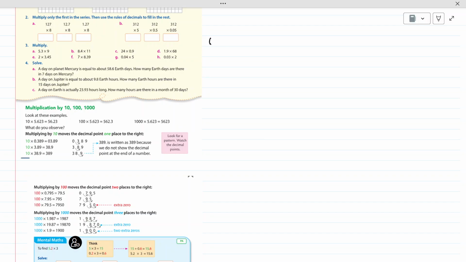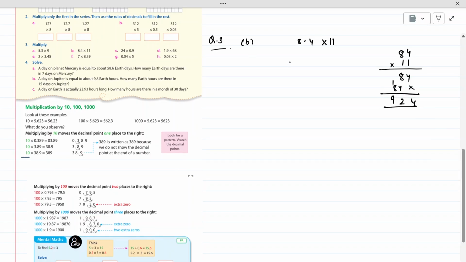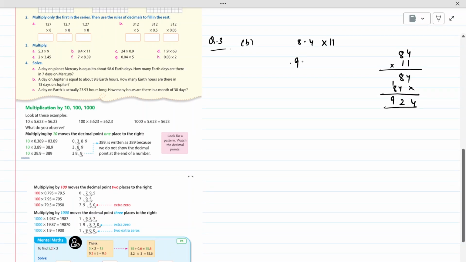Okay, so question number 3, I am picking the B part first. We have 8.4 into 11. So kids, what we are going to do, just multiply 84 with 11. So we will get 4 as is, 8 4 12, and 924. So the product is 924.